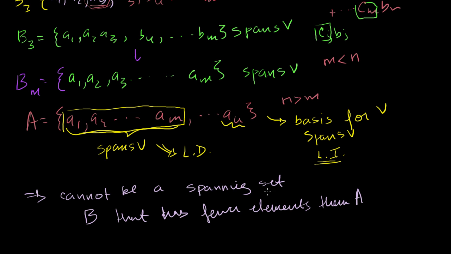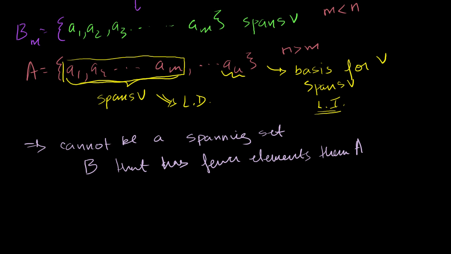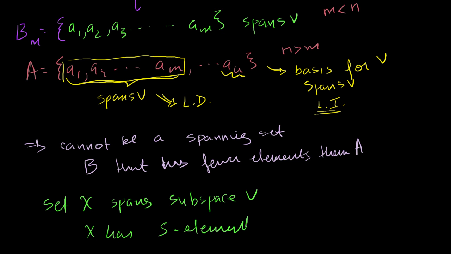And this is a pretty neat outcome, because now if I come up to you and I say, hey, I found some set X that spans the subspace, let's just call that V again, and X has 5 elements, you now know that no set that spans the subspace V can have fewer than 5 elements. Even better, if I told you that X is a basis for V, and it has 5 elements, and Y is another basis.